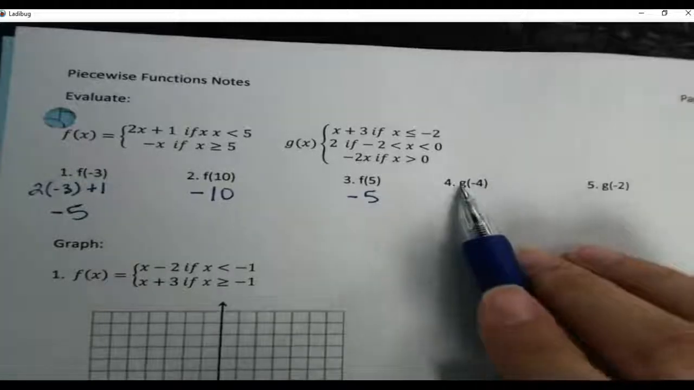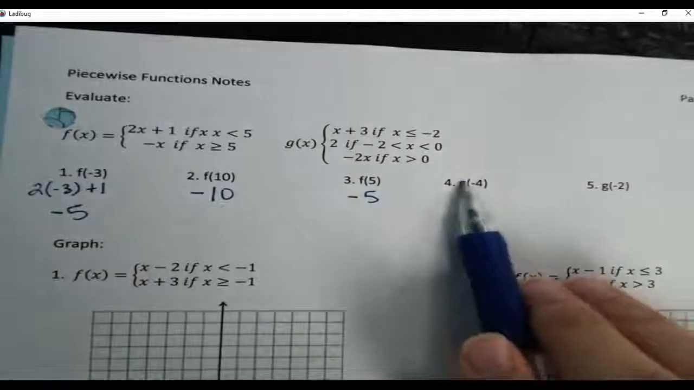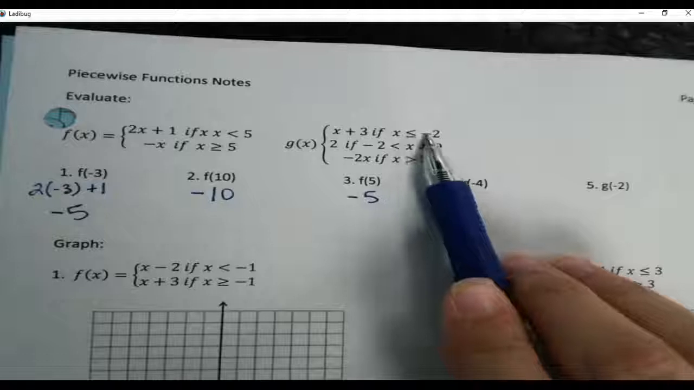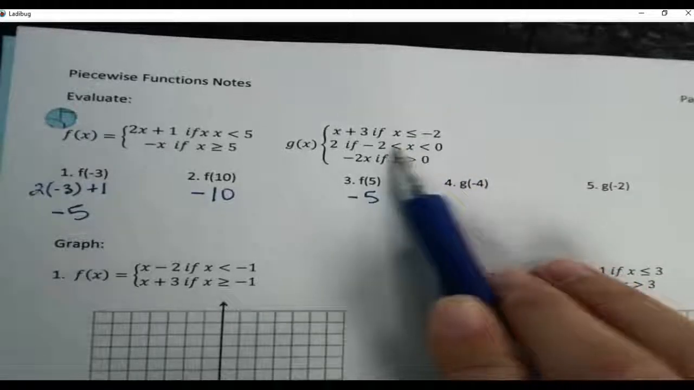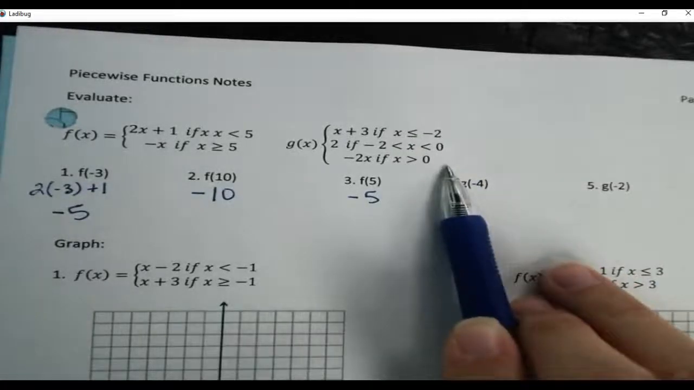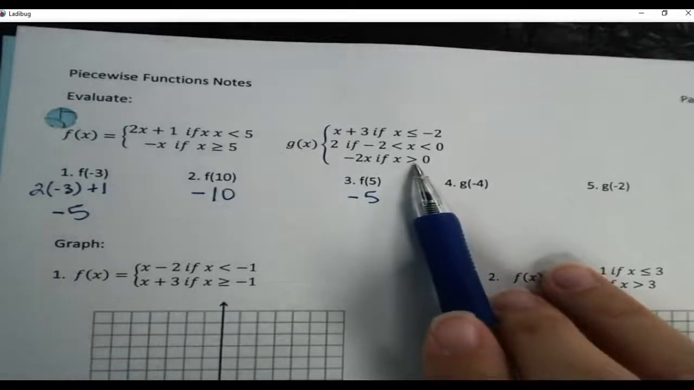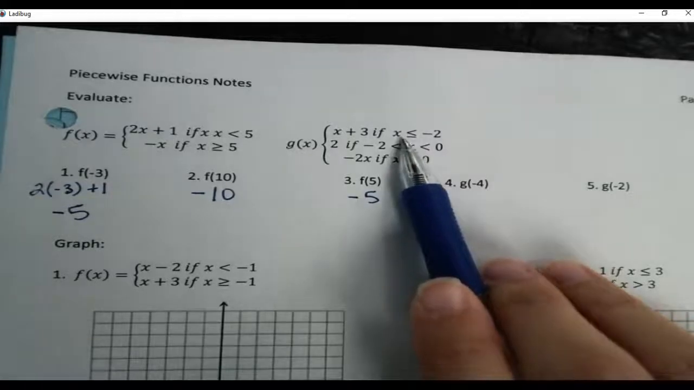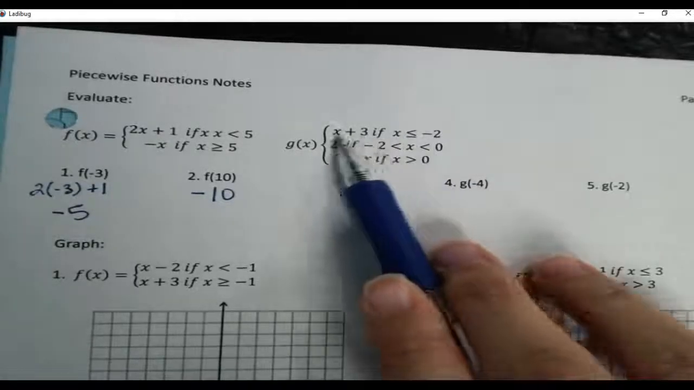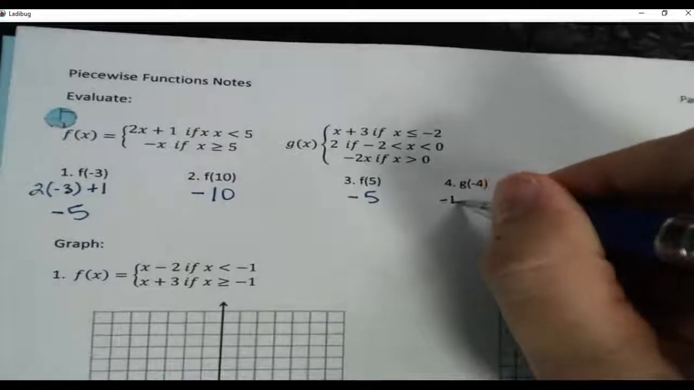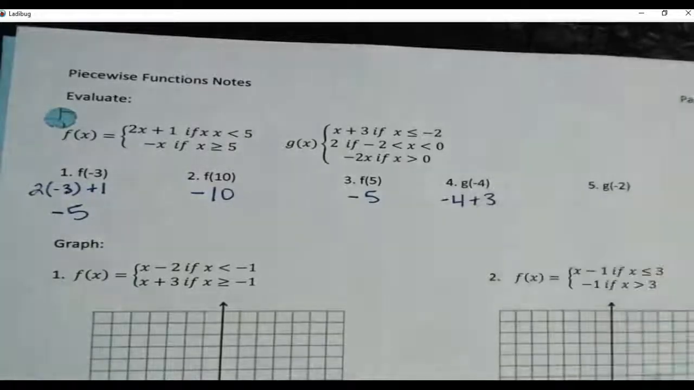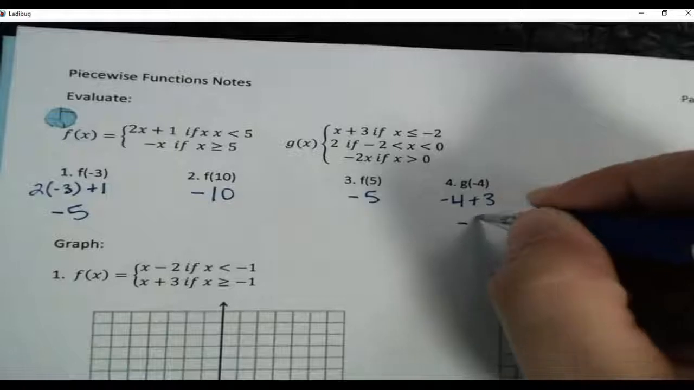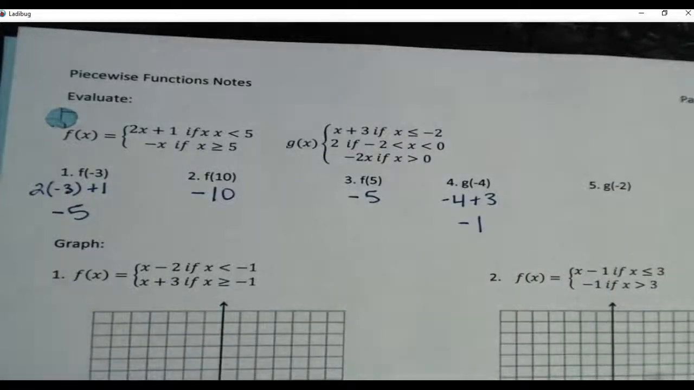Let's look at g. So g, we have 3 options here. So we're looking at negative 4. So is negative 4 less than or equal to negative 2, between negative 2 and 0, or greater than 0? Negative 4 is less than negative 2. So we plug it into the first one. So negative 4 plus 3, which is what? Good. Yep.